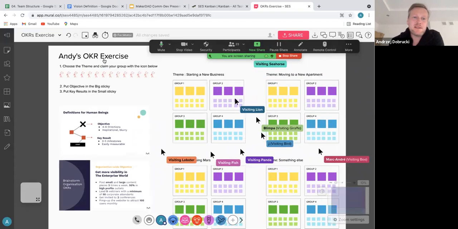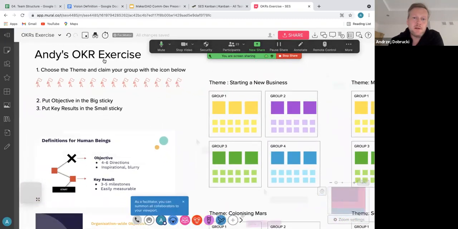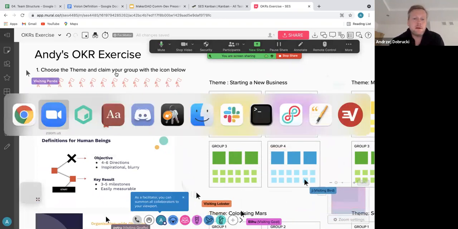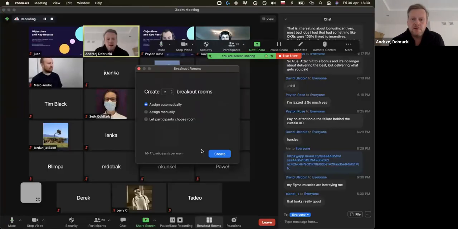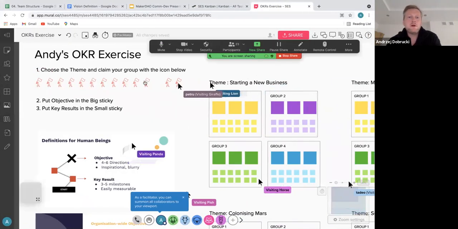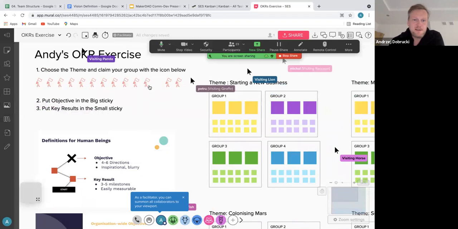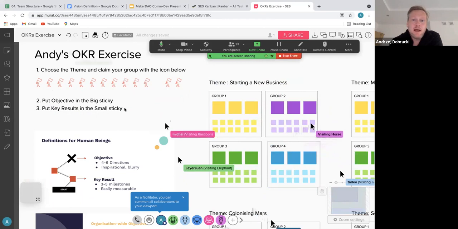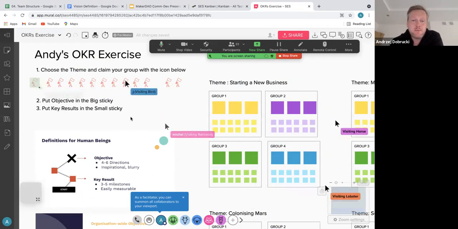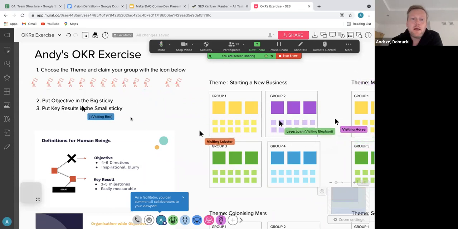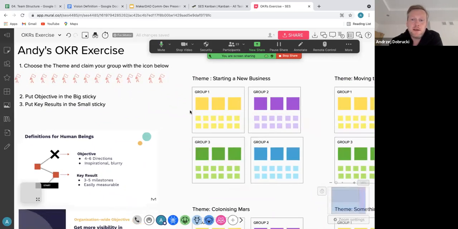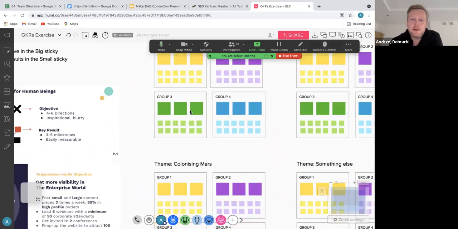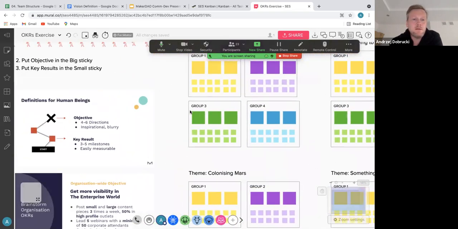Okay, so the thing about the exercise is to choose, I will now break, okay, let's do the breaking out. But then I cannot talk to you, so I'll just briefly go through the board and then I'll do the breaking down. I can see that people are already stealing some icons and moving them around the board, which is expected behavior. So once you're in a breakout room with one or two other people, please choose the theme. There are 4 themes today: starting a new business, moving to a new apartment, colonizing Mars, or something else you can think of.